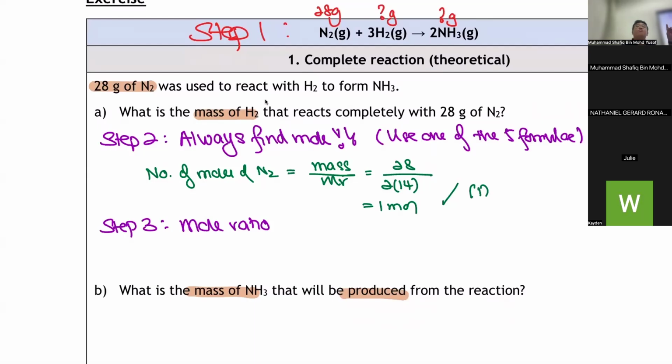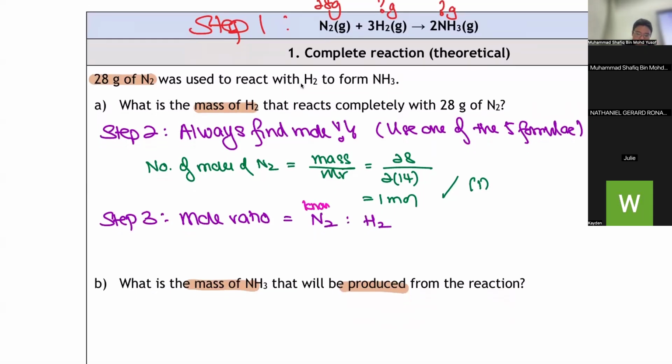So you should do mole ratio between nitrogen, which is what you know, to hydrogen, which is what you need to find. So mole ratio between nitrogen and hydrogen all the time. The known one to the unknown one. Always known to unknown. Okay, but anyway, continue, Isaac. How do you establish the mole ratio? What do you look out for? How do you tell it's 1:3?